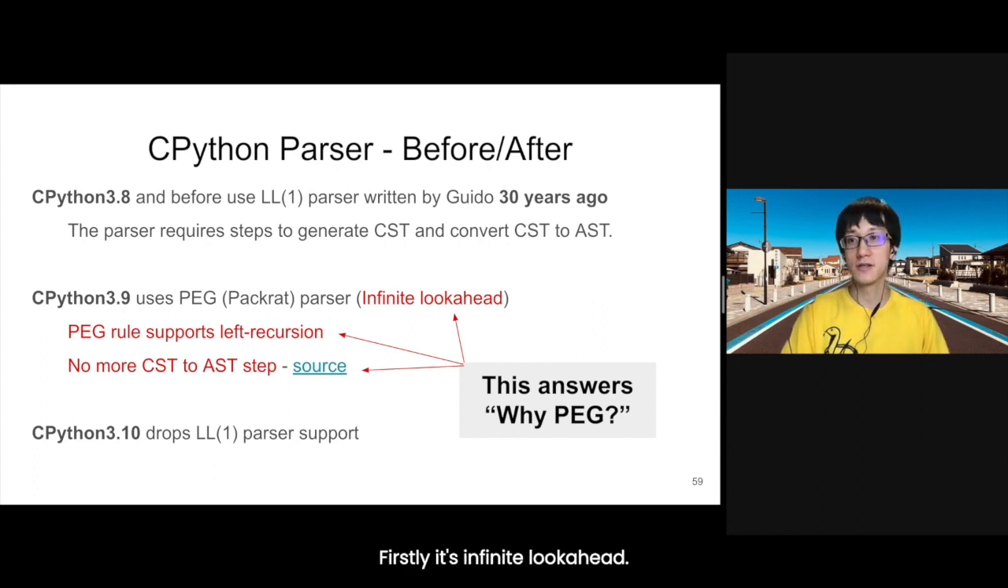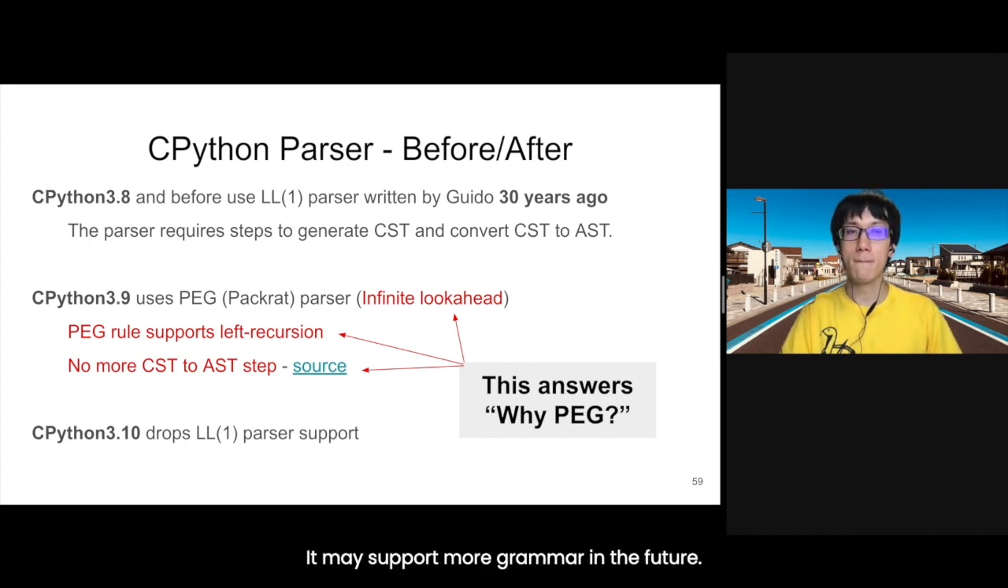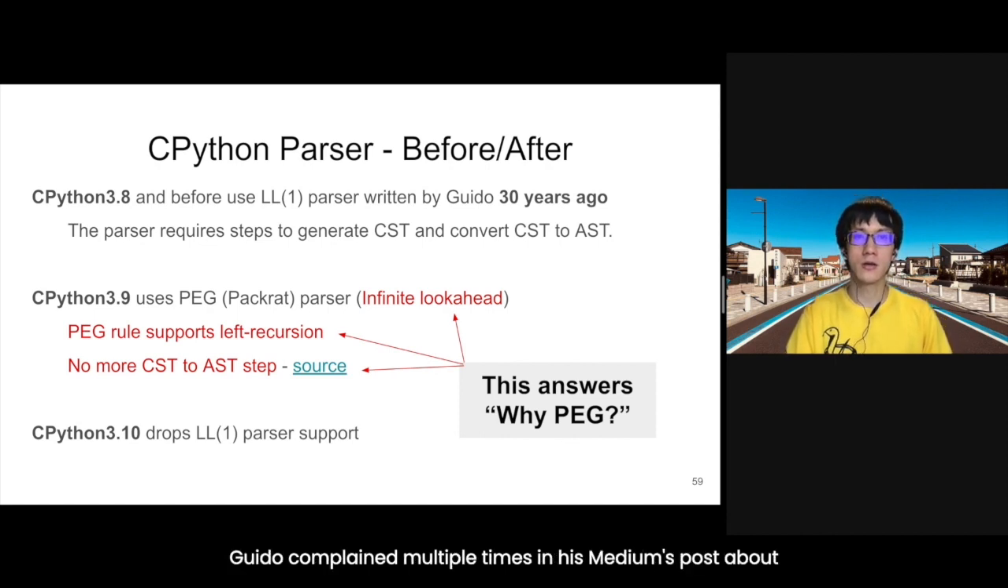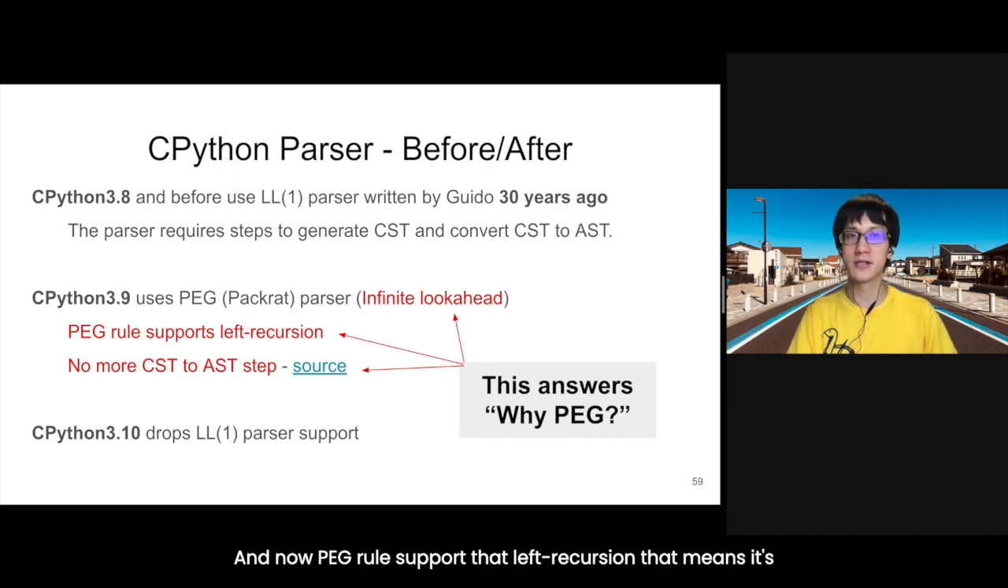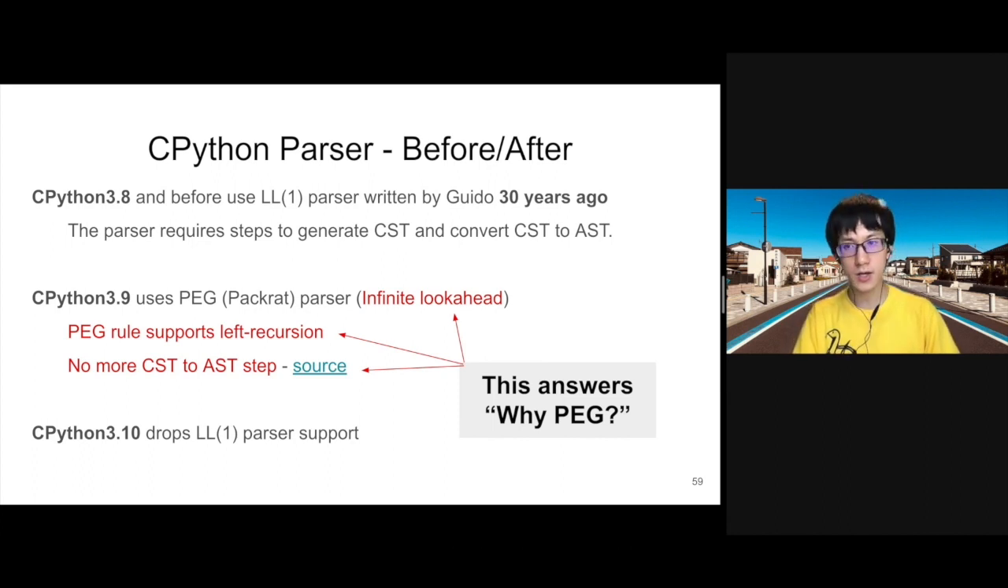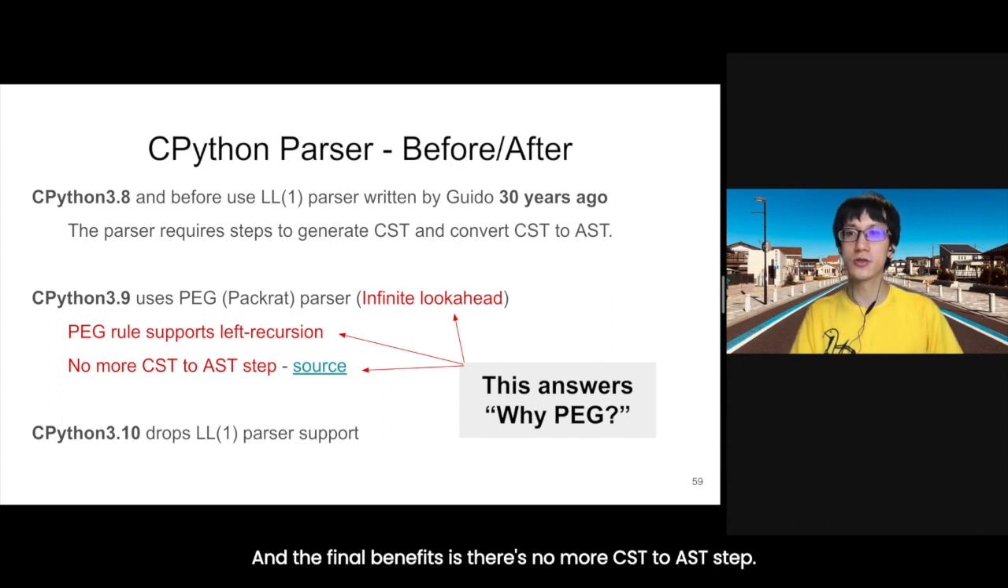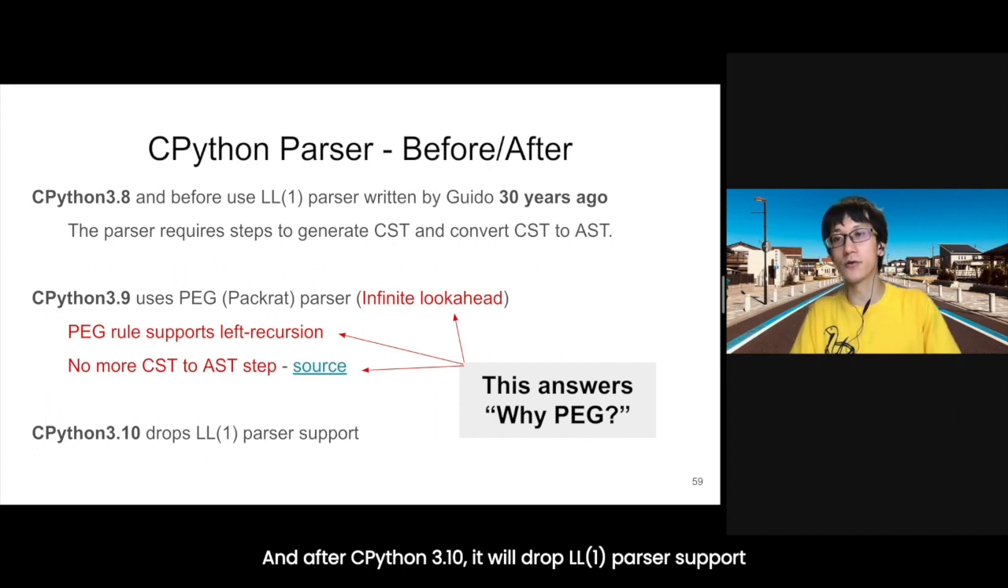Firstly, it's infinite lookahead. That means it may support more grammar in the future. And secondly, the most important thing, Guido complained multiple times in his Medium posts about the horrible parts of left recursion grammar. And now PEG rules support left recursion. That means it's much easier and more human readable. And the final benefit is there is no more CST to AST step. So in fact, it somehow saved memory in this case. And after CPython 3.10, it drops LL(1) parser support.